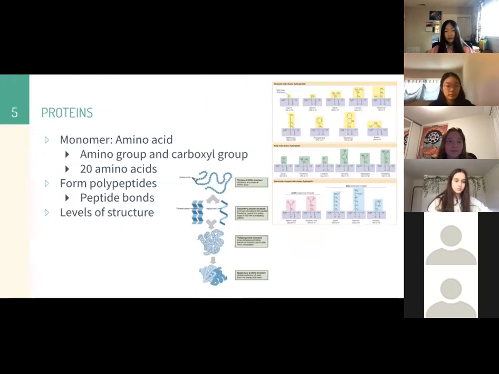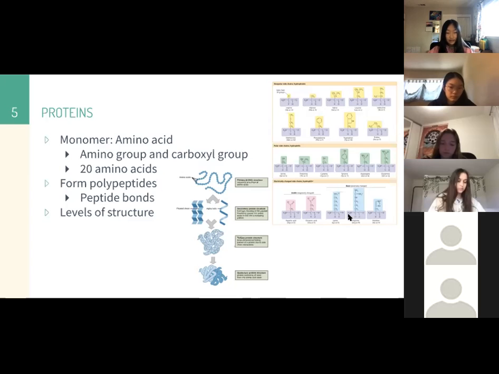The next macromolecule is proteins. The monomer of proteins are amino acids. An amino acid consists of an amino group and a carboxyl group. And there are 20 different amino acids that you can use to make a protein. This diagram on the right here shows the different amino acids. There are nonpolar amino acids, polar amino acids, and there are basically different groups of amino acids that cause the structure of the protein to change based on their properties.